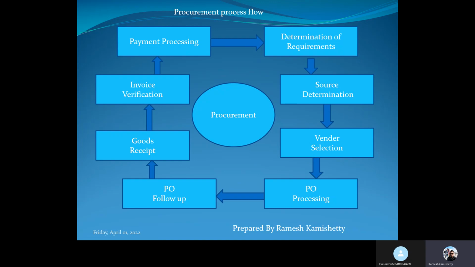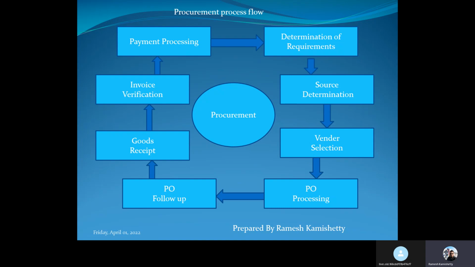First one is the determination of requirements. So what is the determination of requirements? Suppose I am working in a manufacturing company as a production worker. I need some material to manufacture some product. So as a production worker, I will raise an indent. In general language, we call it an indent.